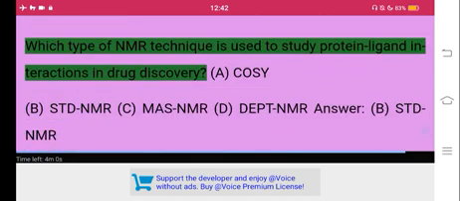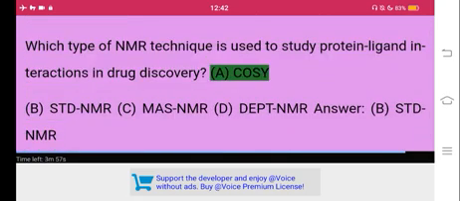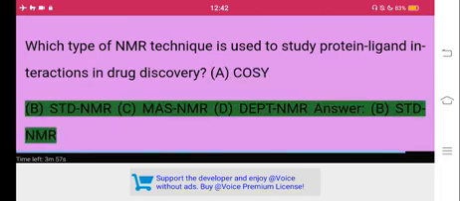CSIR NET 2017. Which type of NMR technique is used to study protein-ligand interactions in drug discovery? A. COSY. B. STD NMR. C. MAS NMR. D. DEPT NMR. Answer: B. STD NMR.